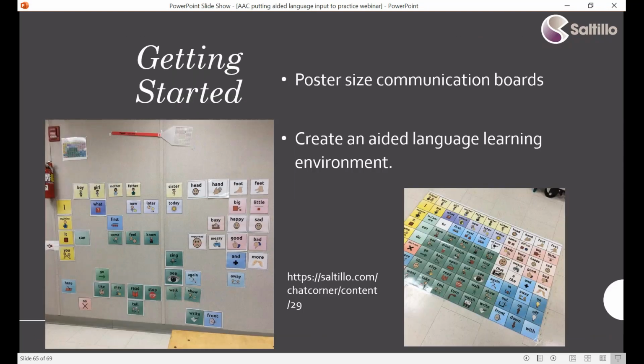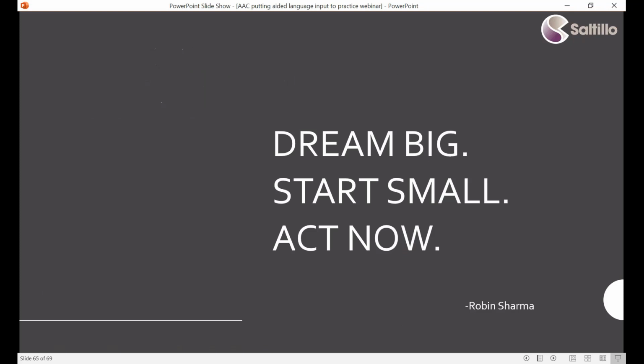Some other cool things to get started include using poster-sized communication boards. This is something we have for free on our website, saltillo.com, that you can go to and print. You can see 2 different versions. On the left-hand side, it has more of a hide-show vocab version where not everything is exposed. And on the right-hand side is the full vocabulary.